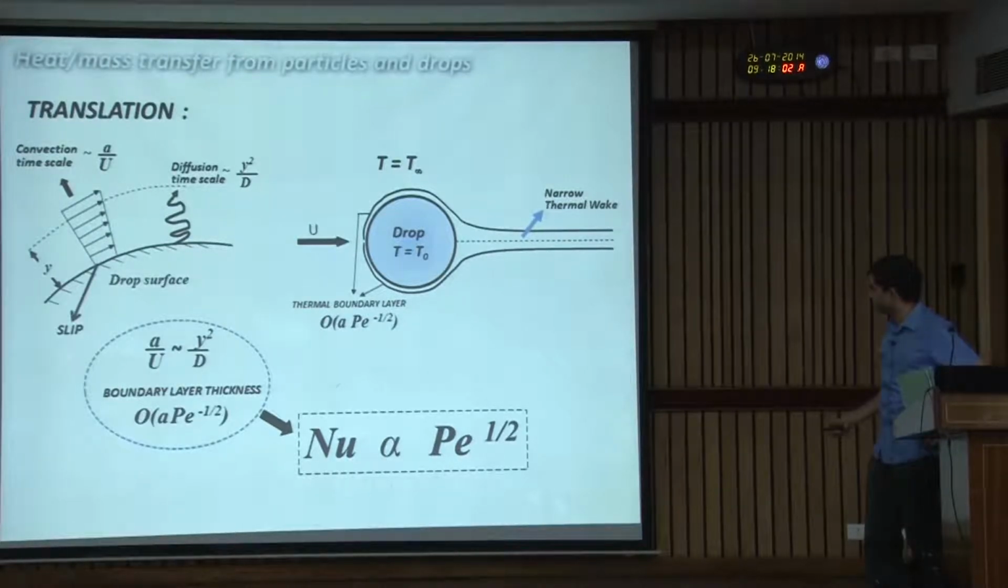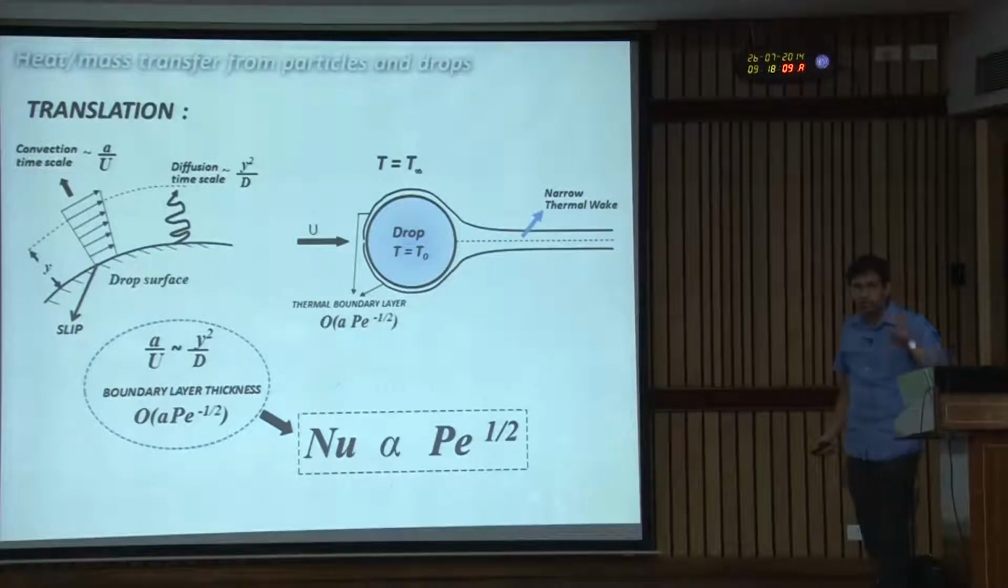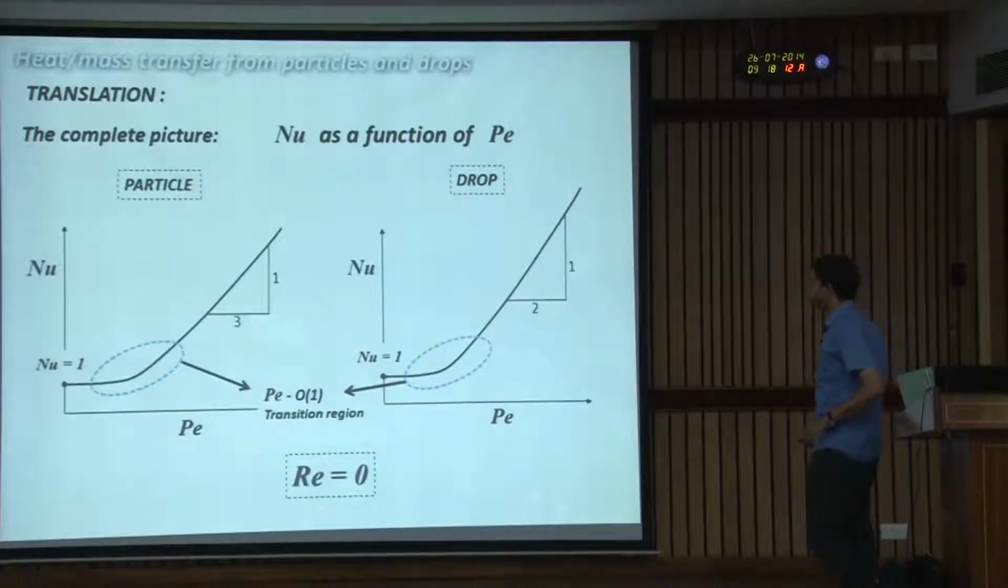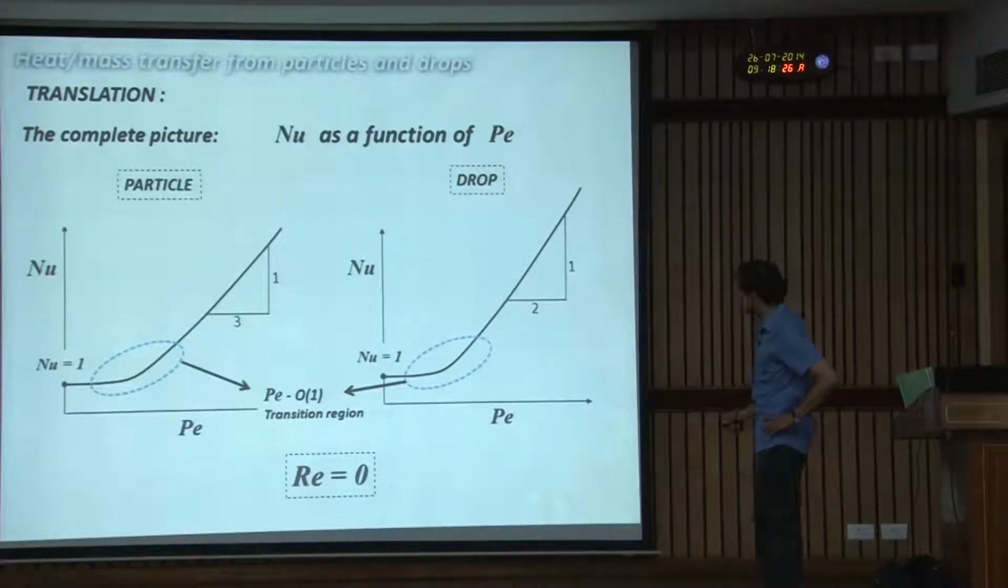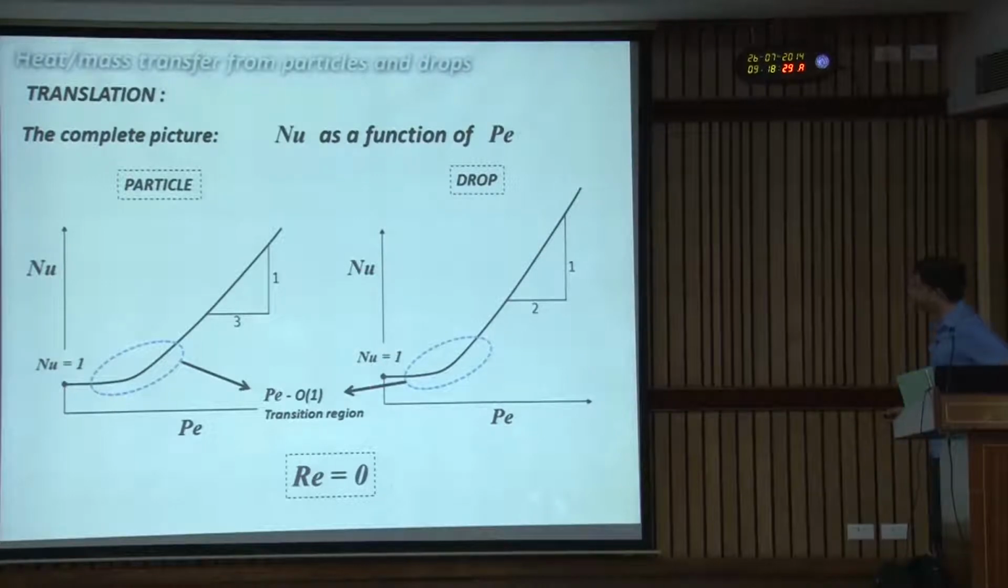So since I know the boundary layer thickness, again I have the Nusselt as square root of Peclet. Okay. So now I know the small and large Peclet behavior, and I can piece the two together. So I start from Nusselt equals 1, I exhibit a very weak increase of order Peclet, and then eventually I start growing like Peclet to the 1/3 for the particle. It's similar for a drop here.